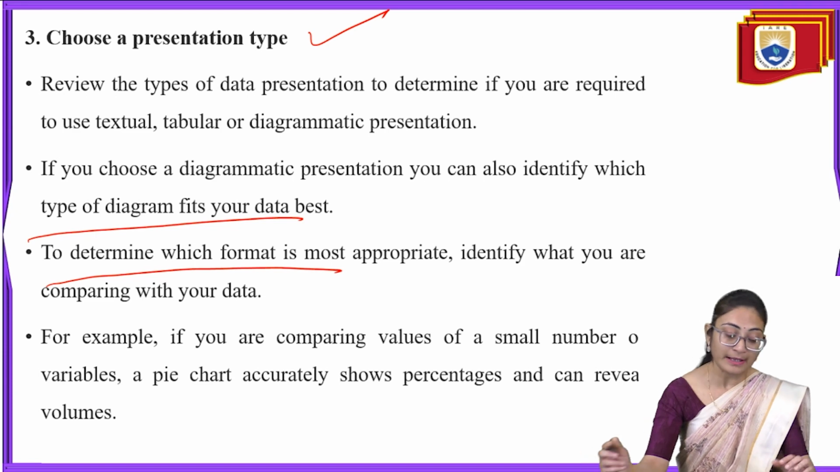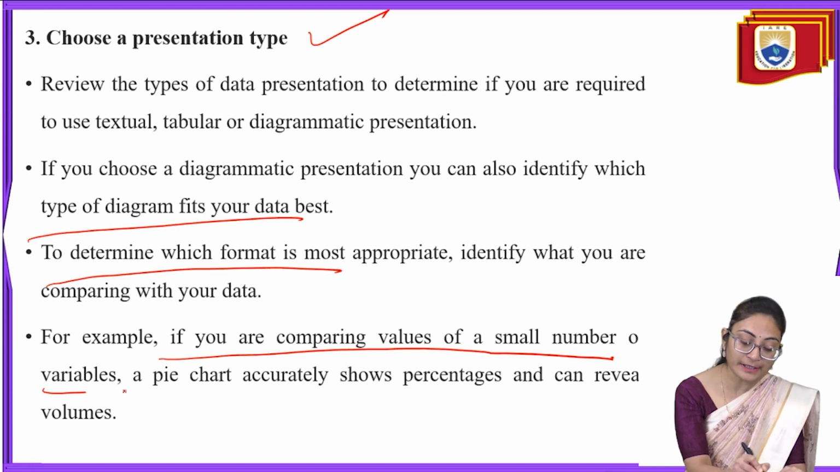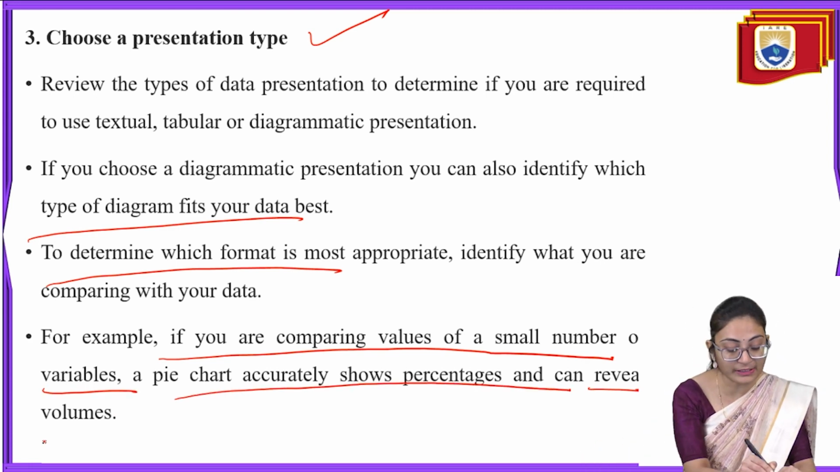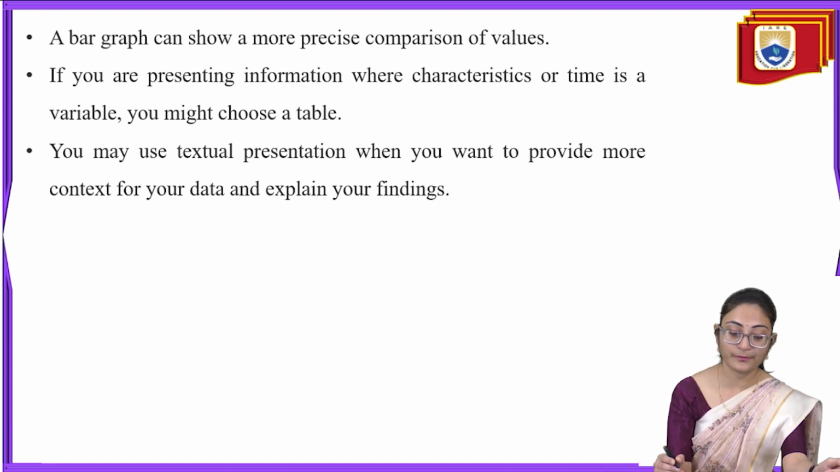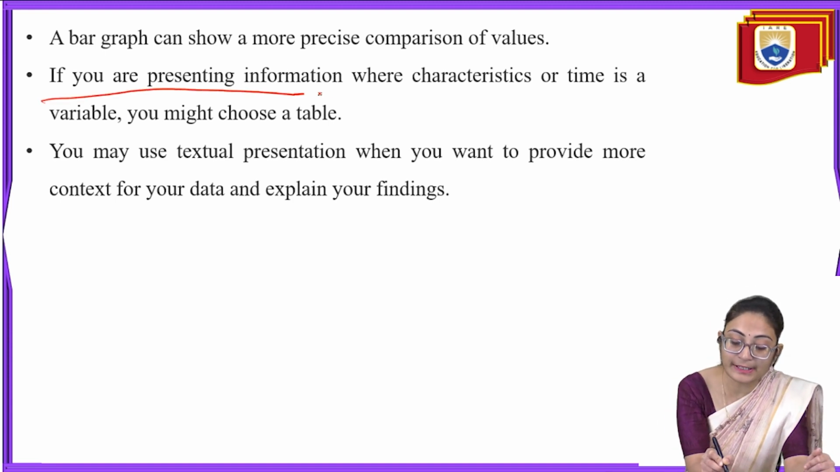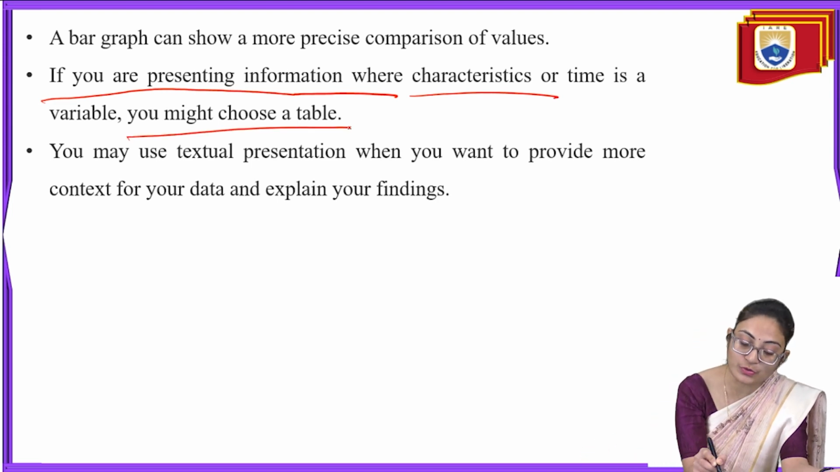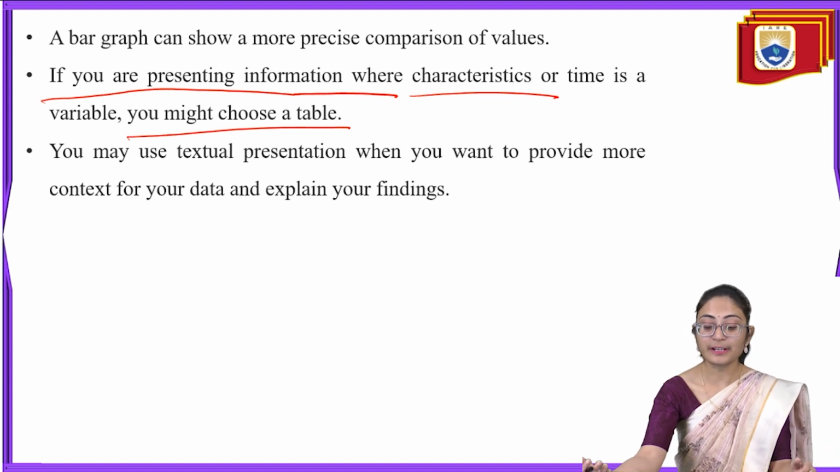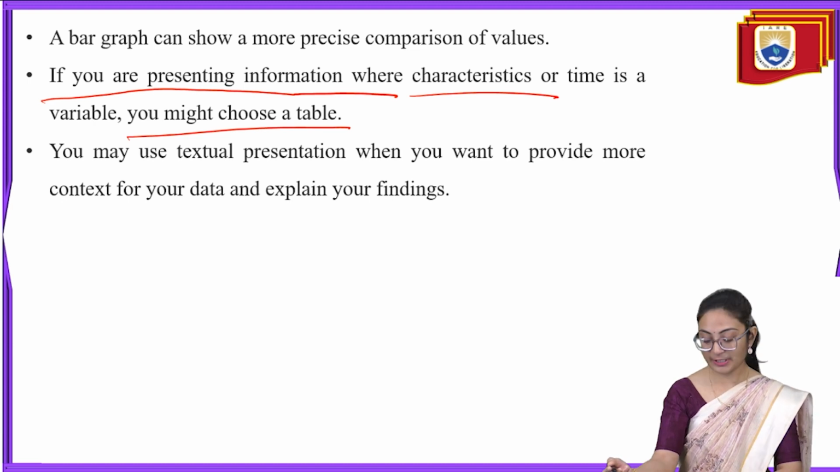For example, if you are comparing values of a small number of variables, a pie chart accurately shows percentages and can reveal the volume. A bar graph can show more precise comparison of values. If you are presenting information where characteristics or time is variable, you might choose a table. You may use textual presentation when you want to provide more context for your data and explain your findings.